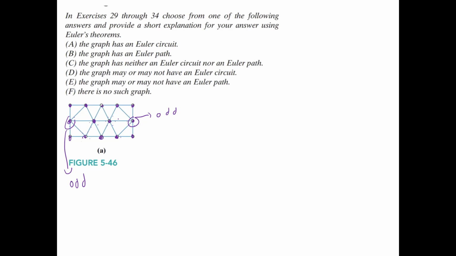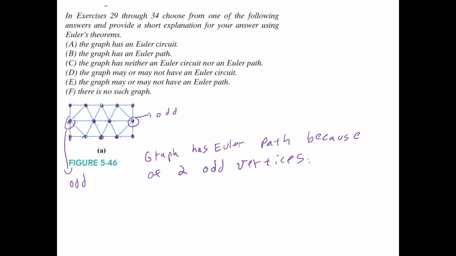I've gone through all my vertices. 2 of them are odd, so we have an Euler path. The graph has an Euler path because of 2 odd vertices. There we go. That's it.